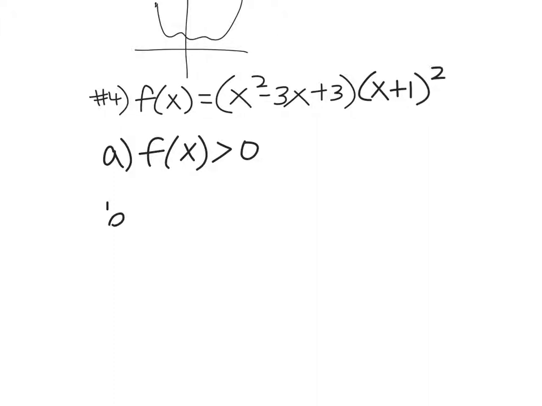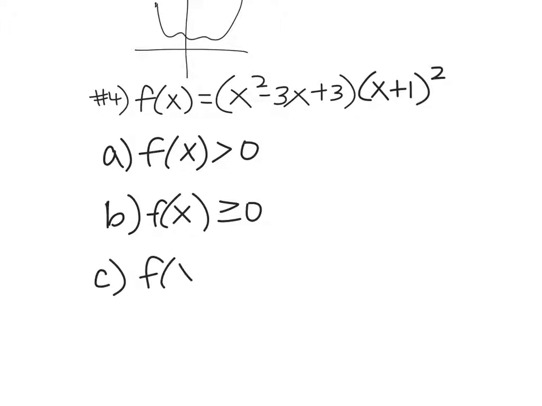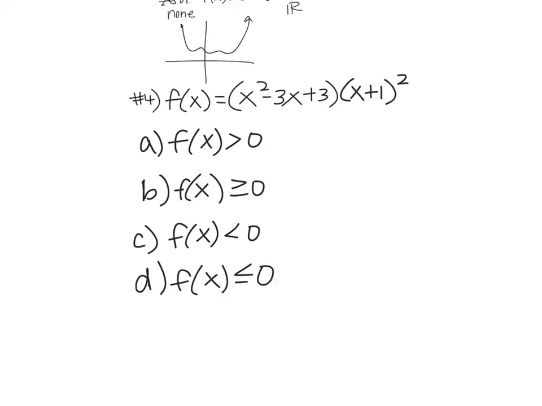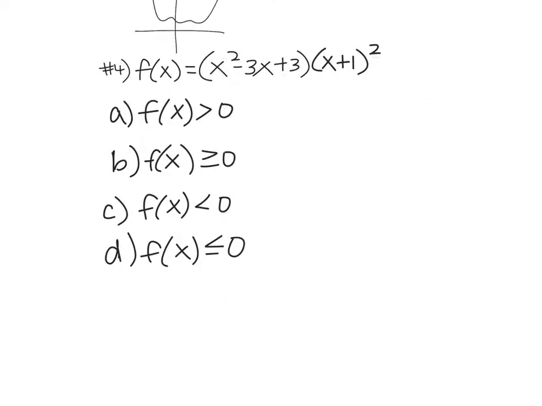We're going to find out when the polynomial is greater than or equal to 0, and then when it's less than 0 and less than or equal to 0. Okay? Your first thing that you need to do is find any zeros, any zeros at all. So I'm going to try to factor that. It's not factorable, so then I have to go to the quadratic formula.